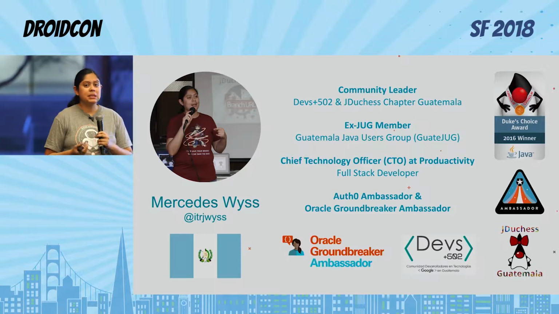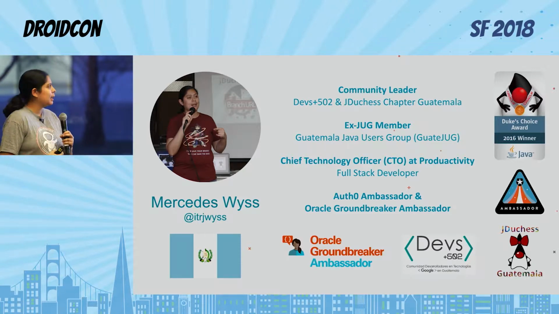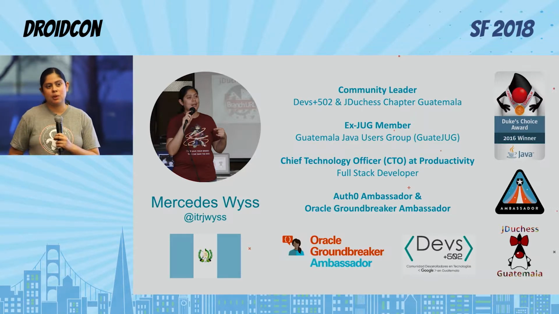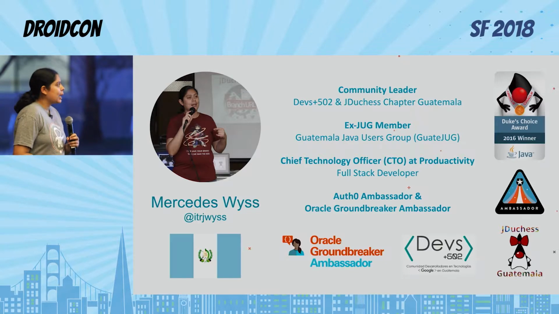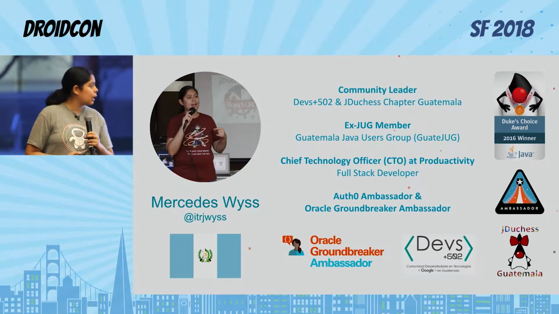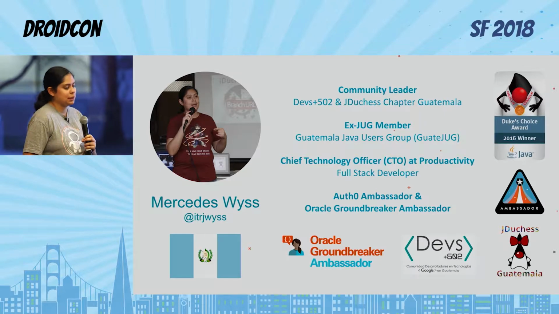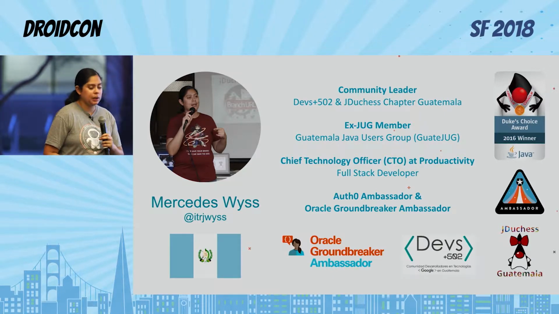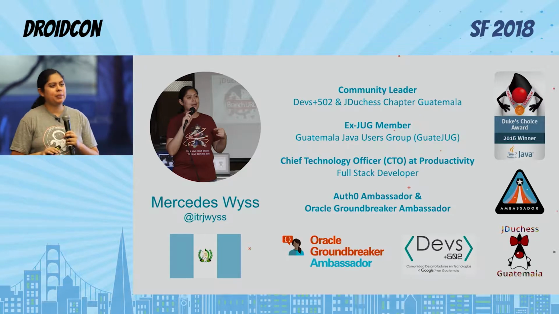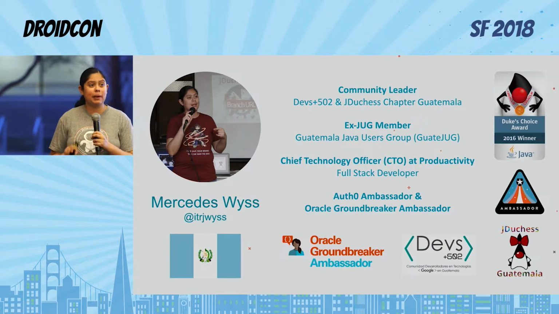Right now, I am CTO in a startup based in Guatemala called Productivity, and I am really a full stack developer. So I do backend, I do frontend, I make mobile apps too. And I am part of two programs: the Auth0 Ambassadors program and the Oracle Groundbreakers Ambassadors. And I have a Duke's Choice Award in Educational Outreach. So we will talk today about aspects of security in Android development.